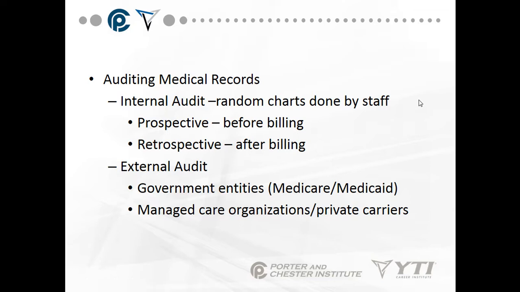Auditing medical records. Internal audits can be done by staff and by the risk management department and the quality assurance department. Prospective audits are done before billing, and retrospective audits are done after billing. We can have external auditors come in from different areas. We can have Medicare come in. Medicare likes to come in and audit patient records, as well as Blue Cross Blue Shield. The government entities are Medicare and Medicaid, and then there's the private carriers, as mentioned.